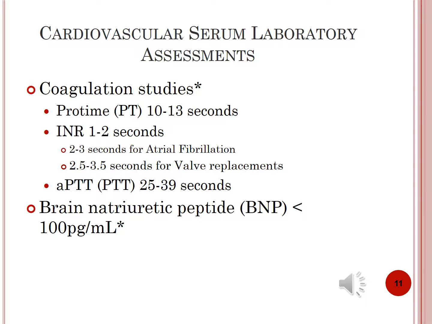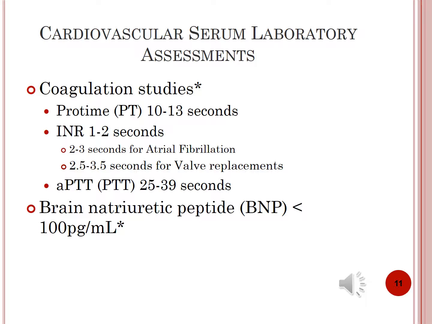The PTT is activated partial thromboplastin time. Normal is between 25 to 39 seconds, and that is for patients that have the medication heparin. If they're being treated or if we're trying to get them to be less coagulopathic with heparin, then we're monitoring the patient's PTT. So Coumadin, we're monitoring INR. Heparin, we're monitoring PTT. So I hope that kind of makes sense.